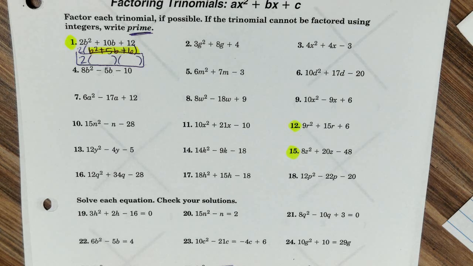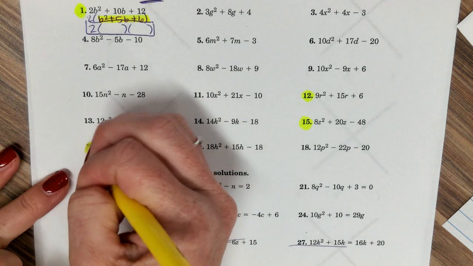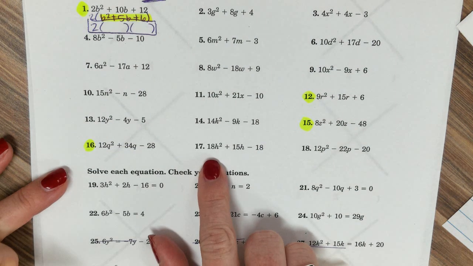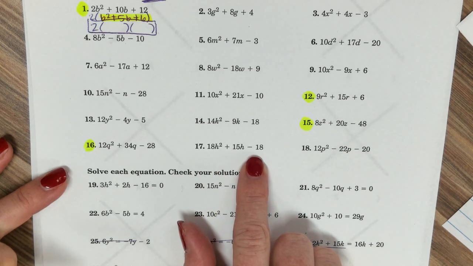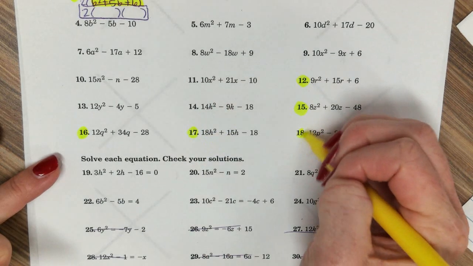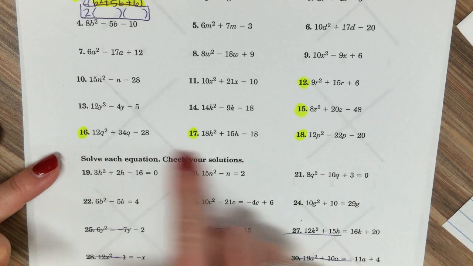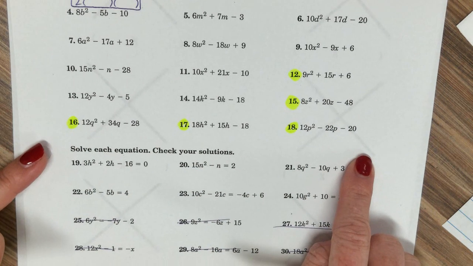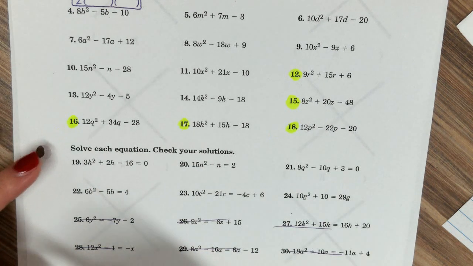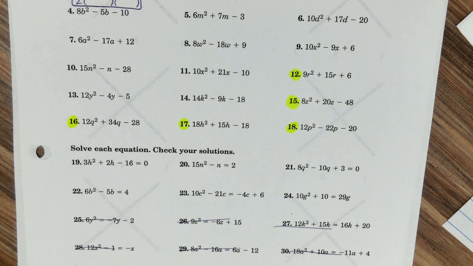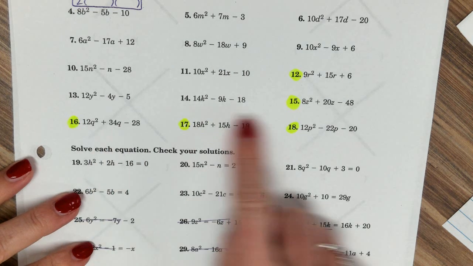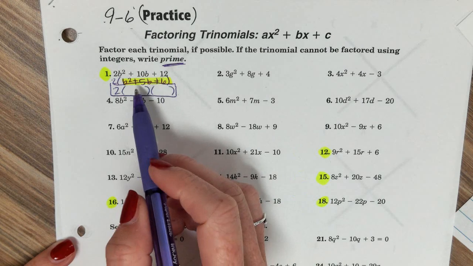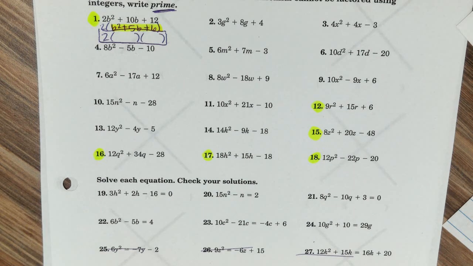Oh, wait. Look at number 16. Number 16 also has to be factored first. I think 17 and 18. So those 3 also need to be factored first. So make sure you factor those out first before, so it should look like this as well. Okay, you may get started.